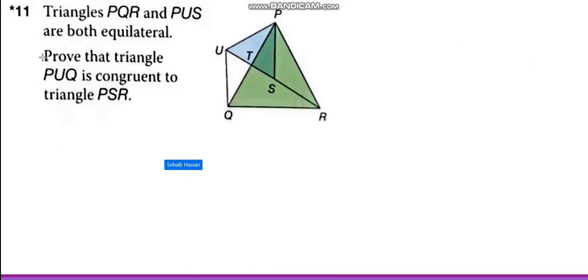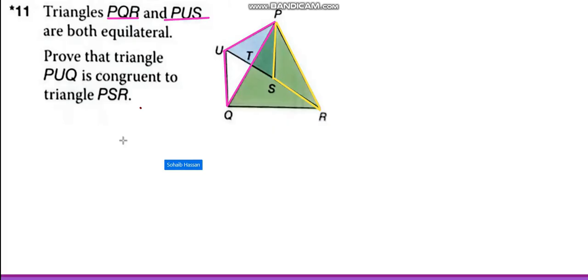In question number 11, it says the triangle PQR and PUS are both equilateral. Means PQR has same side lengths and same angle sizes, and similarly PUS also has same side lengths and same angle sizes. We have to prove that the triangle PUQ is congruent to PSR. This is the triangle PUQ is congruent to the triangle PSR. PSR is basically this triangle. So we have to prove that these two triangles are congruent.